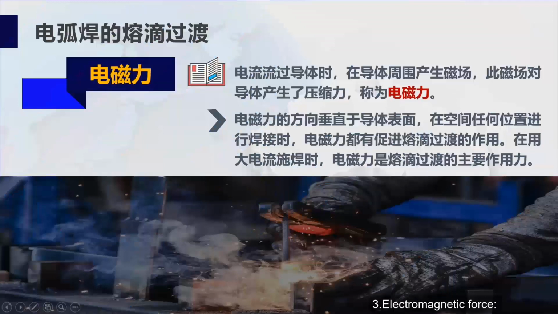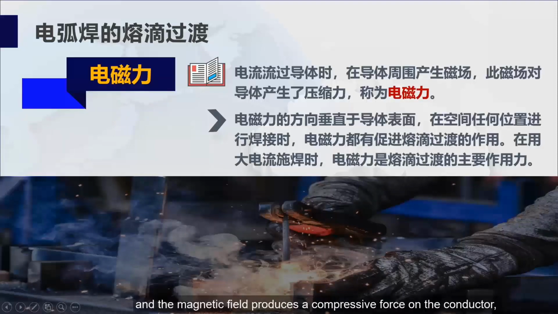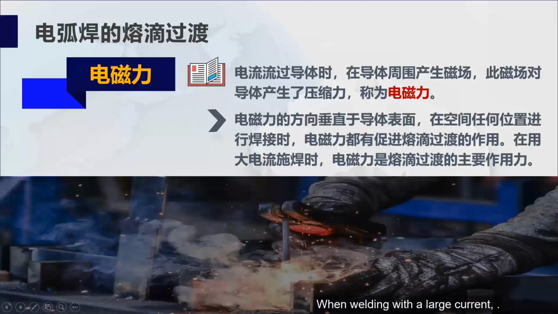3. Electromagnetic force. When the current flows through the conductor, a magnetic field is generated around the conductor, and the magnetic field produces a compressive force on the conductor, which is called the electromagnetic force. The direction of the electromagnetic force is perpendicular to the surface of the conductor. When welding is performed at any position in space, the electromagnetic force has the effect of promoting the transfer of droplets. When welding with a large current, the main force of the droplet transfer is the electromagnetic force.